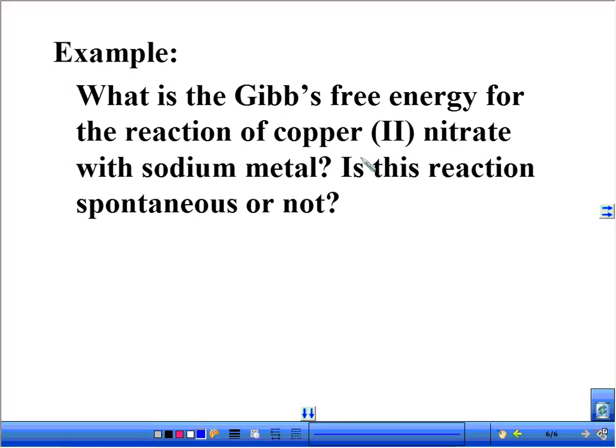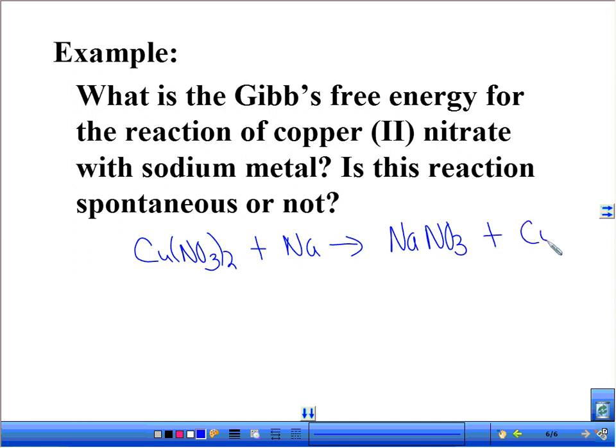Well, the first thing we would want to do would be write the equation. So you've got copper 2 nitrate, and we're reacting it with sodium metal. And we've got a single displacement reaction, so it definitely is a redox. Single displacements are redoxes. And so sodium is going to hook up with nitrate, and poor little copper is going to be left all by himself. It doesn't have a 2 with it because it's just a solid piece of copper.